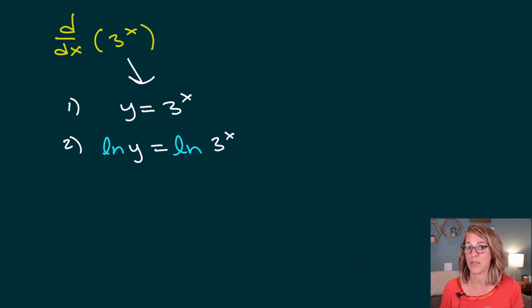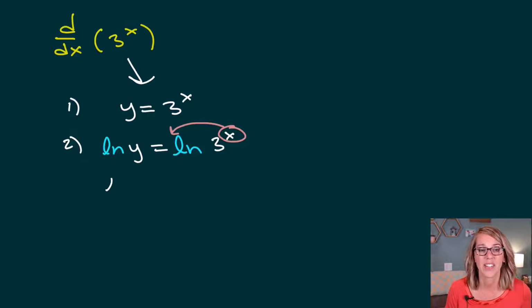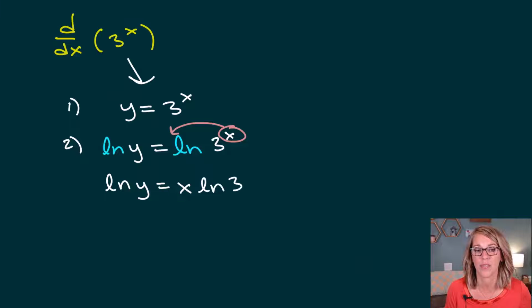Now remember those properties of logarithms. This is what saves the day here. I've got a power and I can bring the power out in front. So I've applied the logarithm and I'm simplifying with those properties. So I end up with the natural log of y, nothing to change there. On the other side, I get x times the natural log of 3.